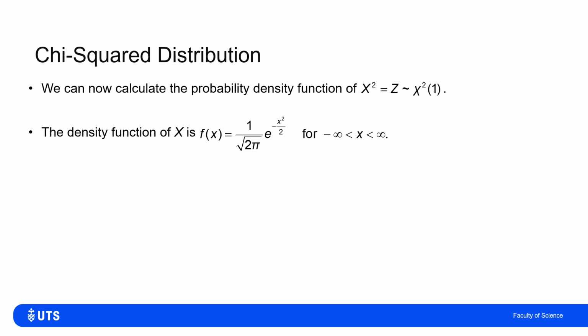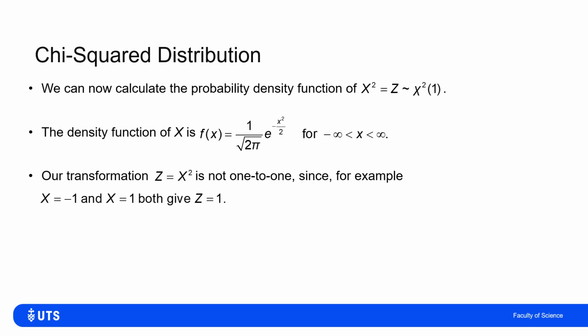Well, this is the density for a standard normal. This is just the normal density function with mu, the mean, set as 0, and the variance sigma squared set as 1. 1 on root 2 pi e to the minus x squared on 2, for x being any real number.